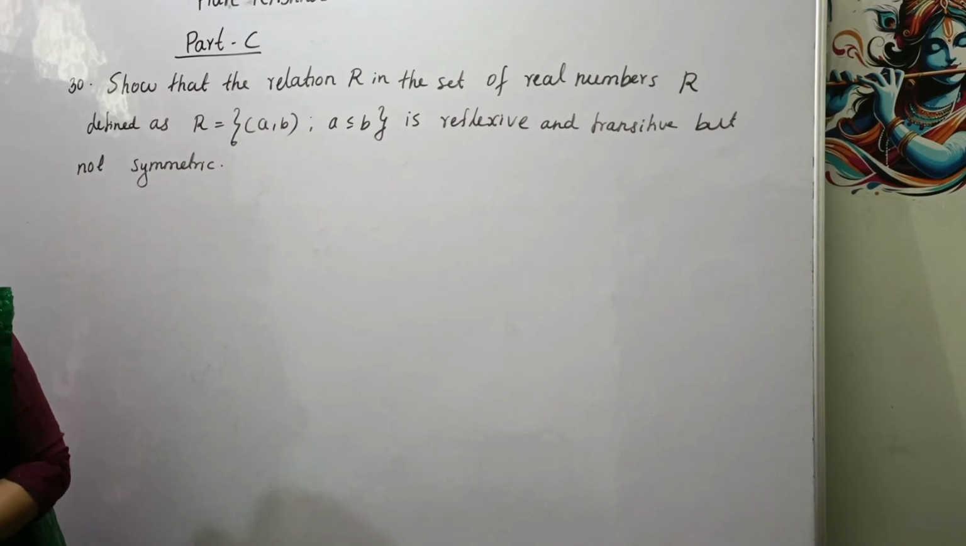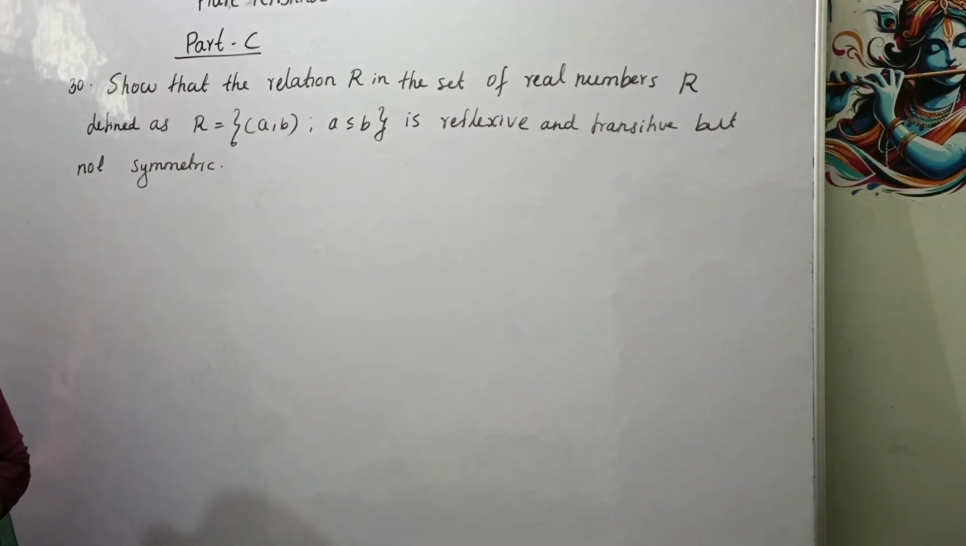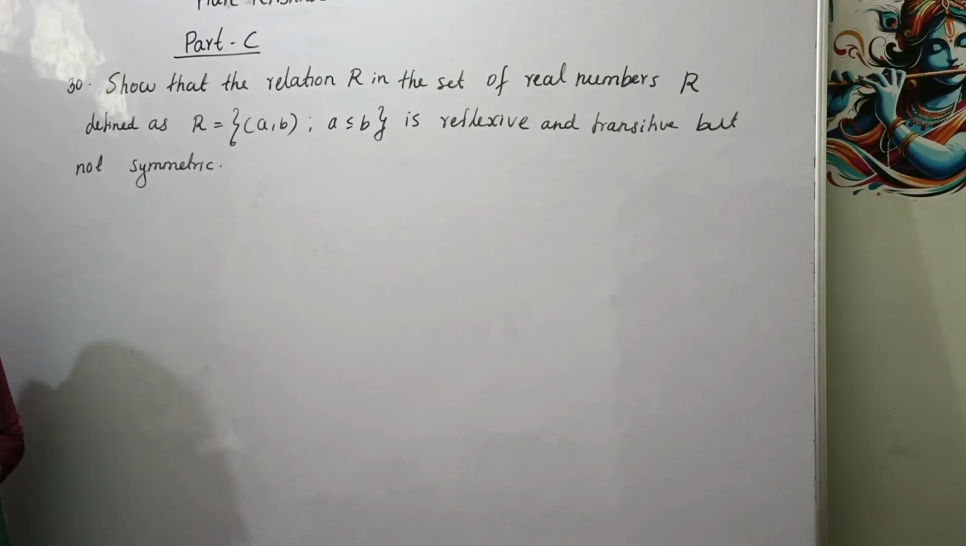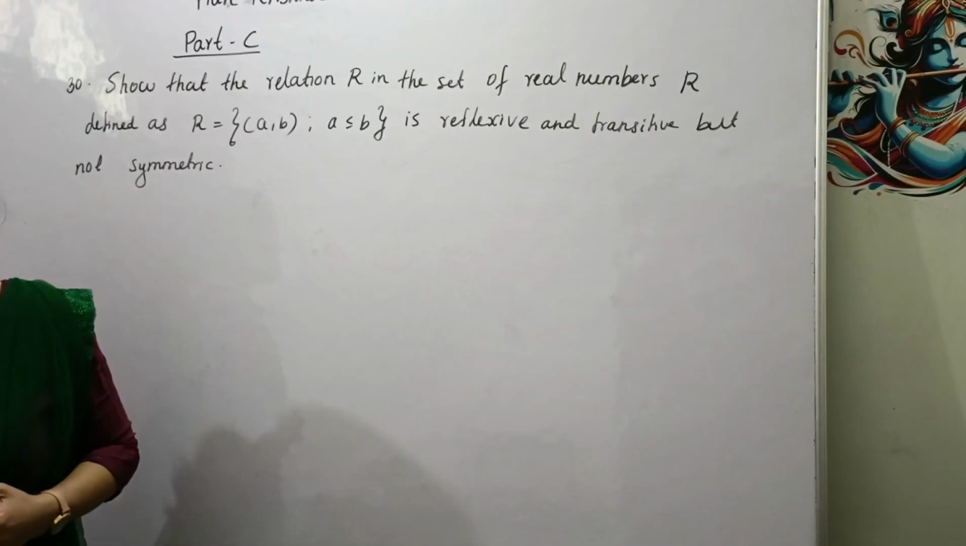Hello everyone, today we are going through part C of the second PUC mathematics model question paper. This part C has 9 questions, you have to answer any 6.